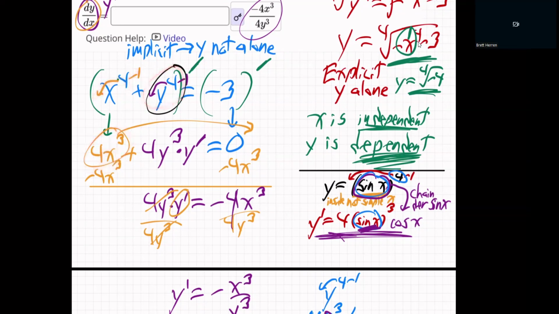But for y, bring down the 4, subtract 1, and then the chain rule tells you you've got to multiply right there by the derivative of the inside, because it's not a simple x. And so there we go.